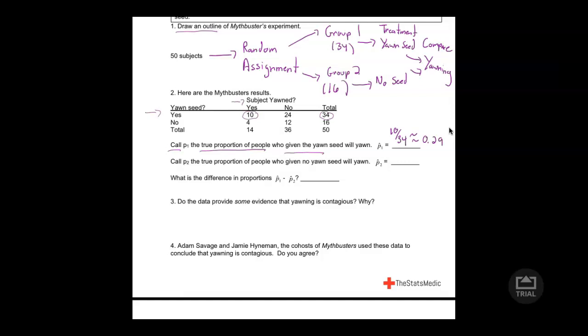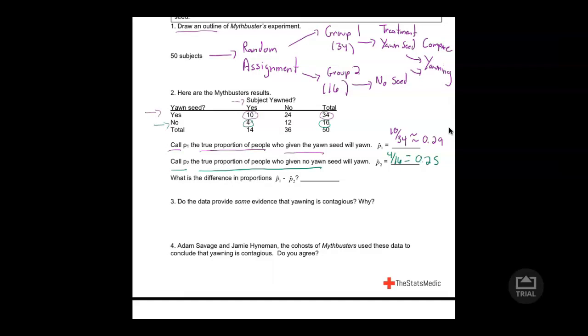Now for our second group, we're going to call p2 the true proportion of people who, given no yawn seed, will yawn. So we're taking it out of those that were given no yawn seed. So here's the no yawn seed. Those that had no yawn seed and yawned were 4 out of 16. So 4 out of 16, we know that reduces down to 25%. So 29% yawned when given the yawn seed, 25% yawned when not given a yawn seed.